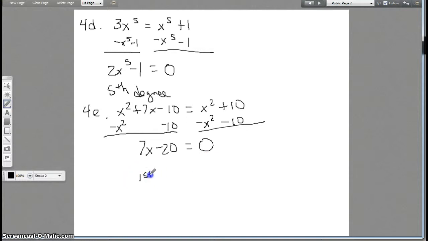This is a first degree equation. Even though we started off with an x squared on both sides, that x squared went away. So all I'm left with is a first degree equation because the x that is left is a first degree x. Okay, let's do one more from number 4. Let's do part F.